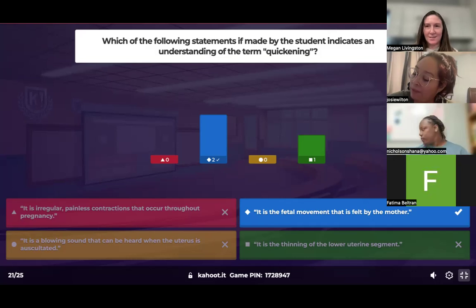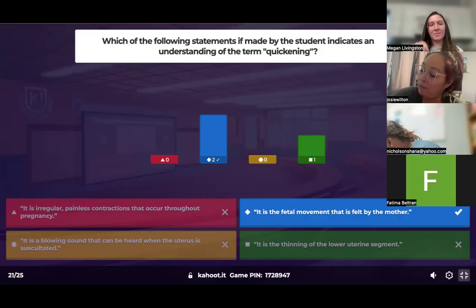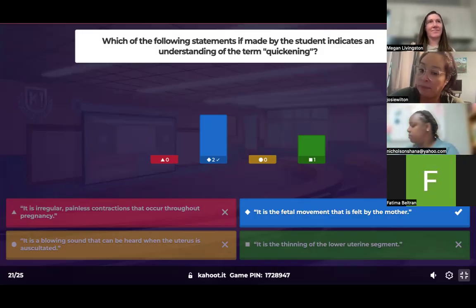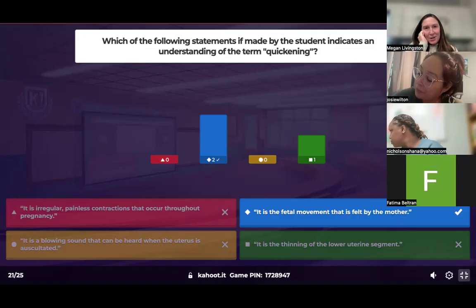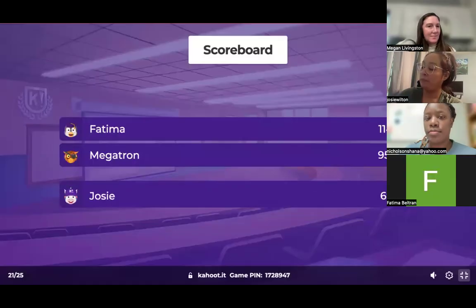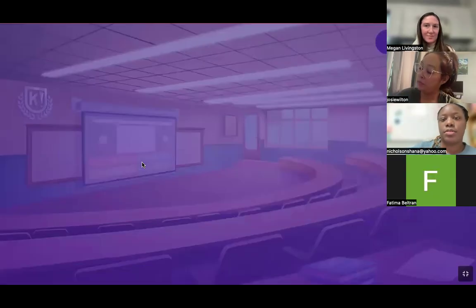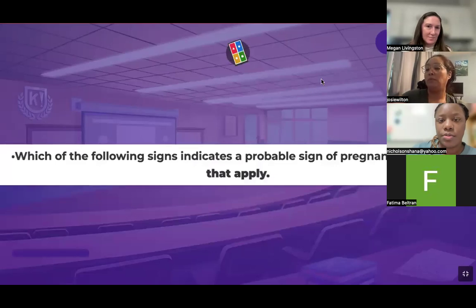Is that lightning? I think in this case, it's referring to effacement, because the lower uterine segment would be around your cervix, unless it's talking about Hegar's sign. Let me see. Yeah, I think that's referring to Hegar's sign, this thinning and softening of the lower uterine segment. Multiple select.